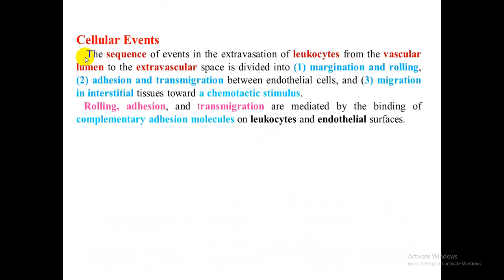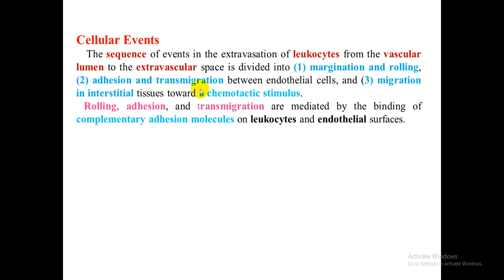Now the cellular events. We took the vascular events, now the cellular events. The sequence of events in extravasation of leukocytes from the vascular lumen to extravascular spaces is divided into different steps. Margination and rolling. Margination means the leukocytes move toward or settle out toward the vascular endothelial surface. Margination and rolling of leukocytes on the endothelial surface.